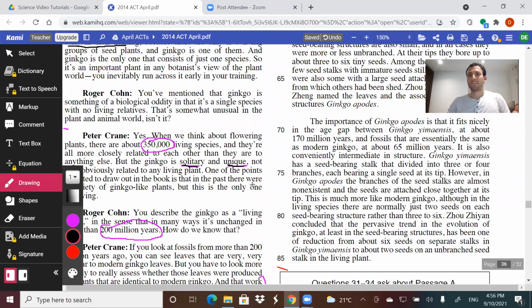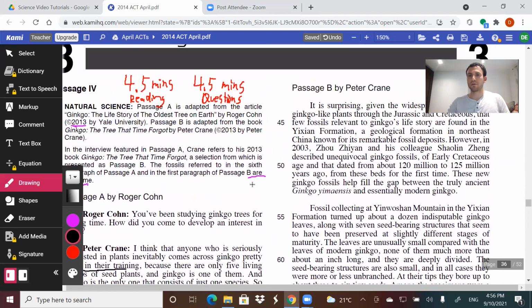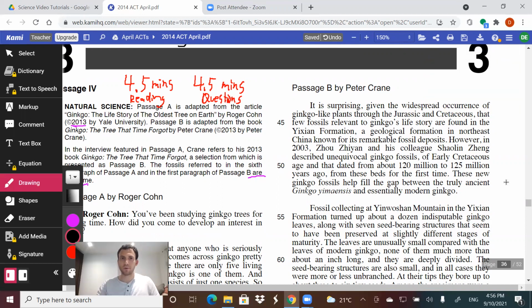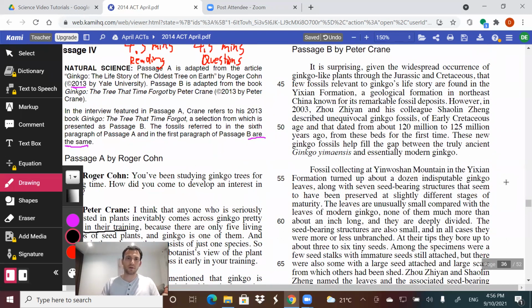Okay. Anyway, let's go to passage B. So now we read this, and this will set us up for the rest of the questions. Let me move my head out of the way. And we remember this is an excerpt from Peter Crane's book. Okay.